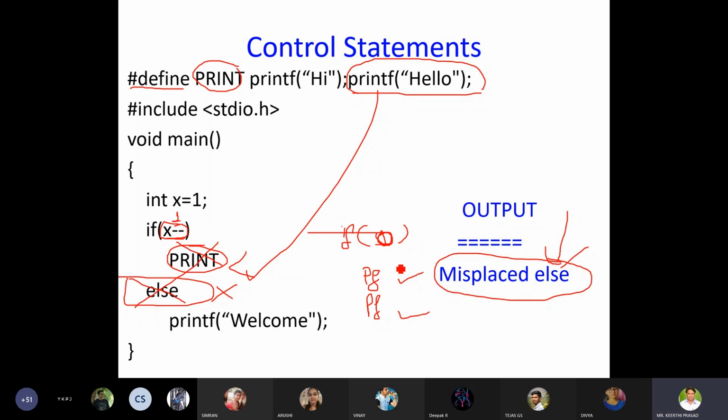What is the result you are expecting if the condition is false? Error, sir. There is no compilation error. There is no syntax error here. Why do you expect an error? There is no syntax problem. An error will occur only if a syntax problem exists.